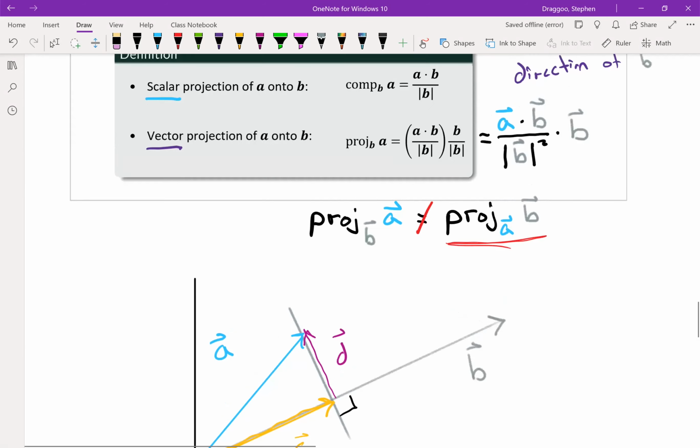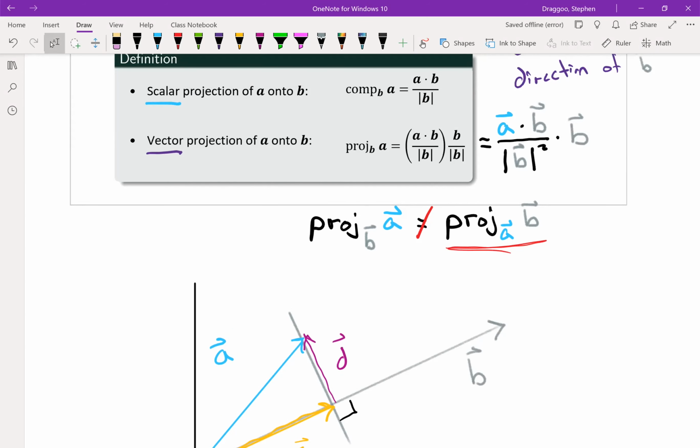And same with the components in each direction. So the component of A in the direction of B is also not necessarily equal to the component of B in the direction of A. So the dot product is something that's reversible, but the projection is not.